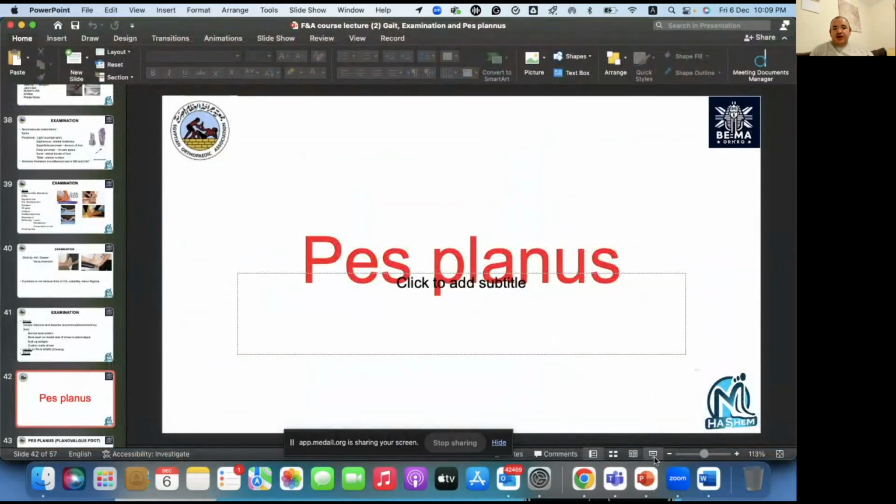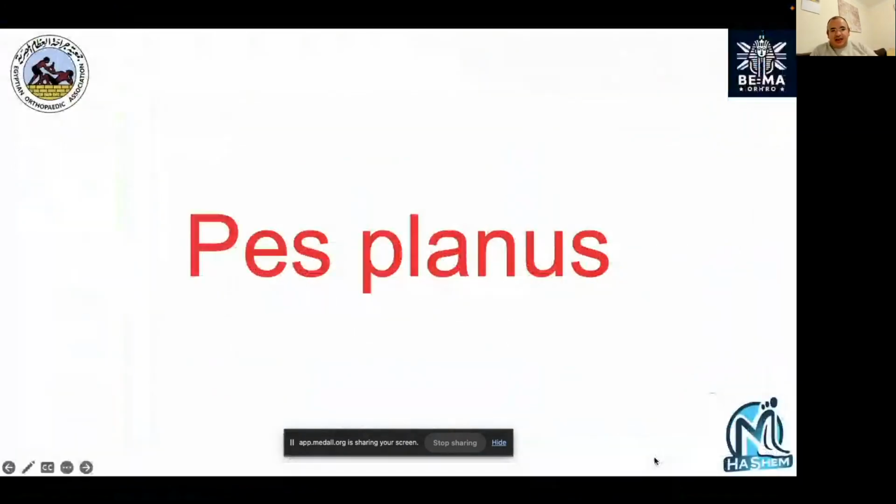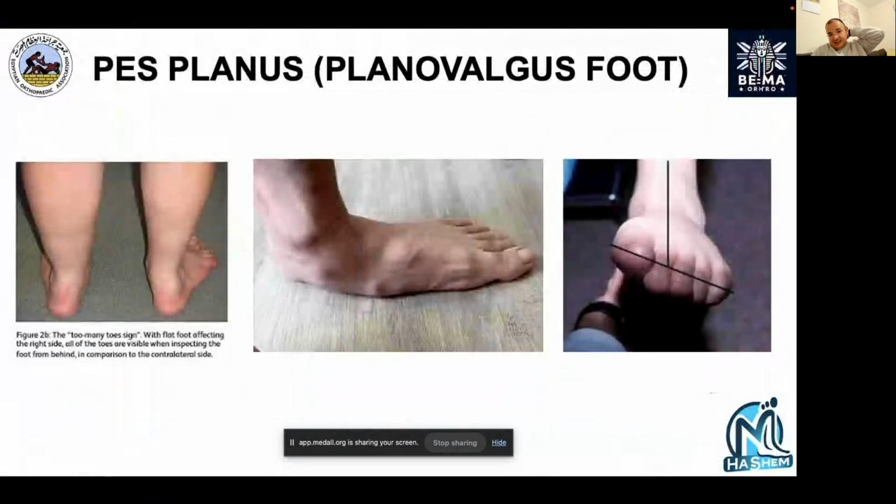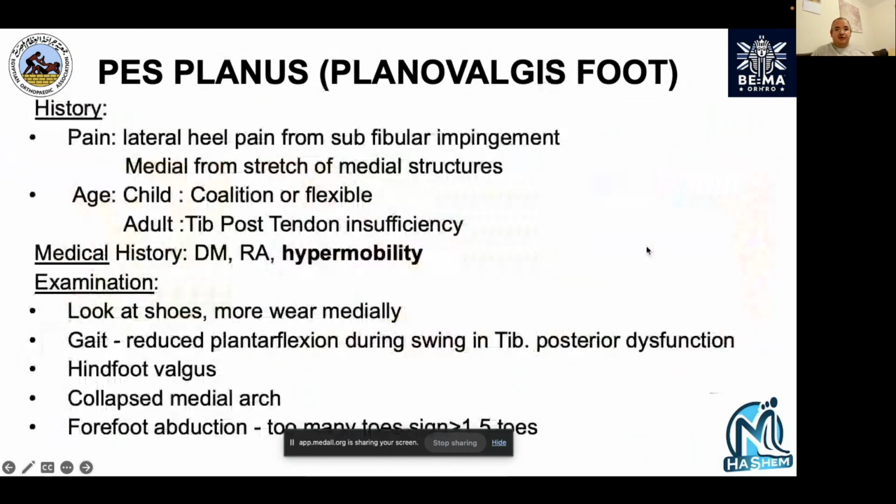Okay, good. So if we speak about pes planus, I'll try to be quick. You understand pes planus is actually a pes planovalgus. So you can have cavus without varus, but you cannot have a planus without valgus. So pes planus is pes planovalgus foot, and as you can see, it has 3 components: a flat arch in the midfoot, valgus in the heel, and supination of the forefoot. And this comes to the tripod point we explained before.